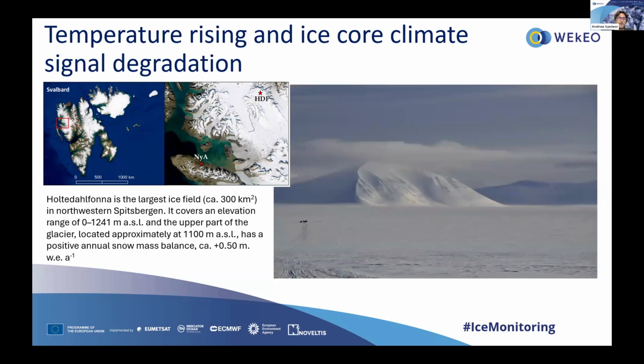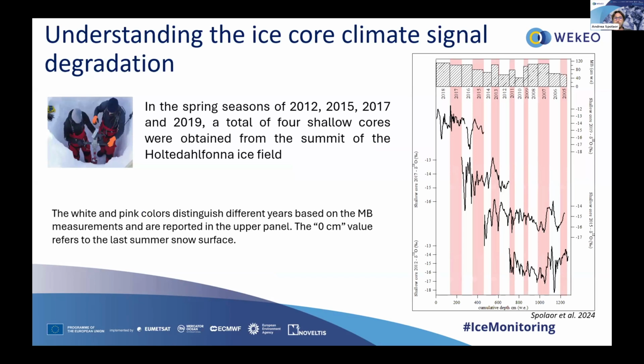And we decided to go to this ice field called, as I said before, the Alta del Fonna, where in the summer period it preserves part of the snow that accumulates during the winter. So we went to this ice field in 2012, 2015, 2017, and 2019, so we went in consecutive years. And we measured this water stable isotope parameter. This is the 2012 and this is the 2015 ice core record, divided by year.